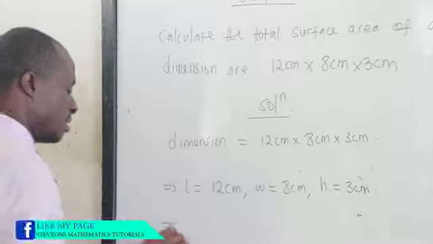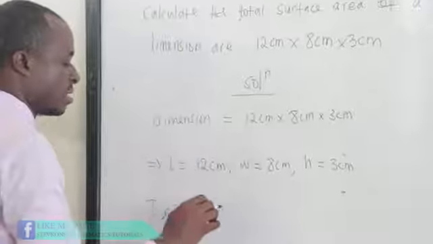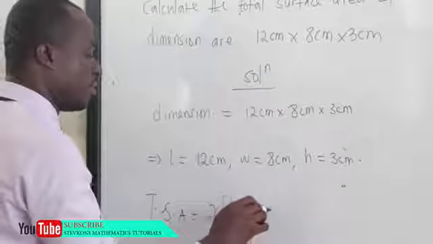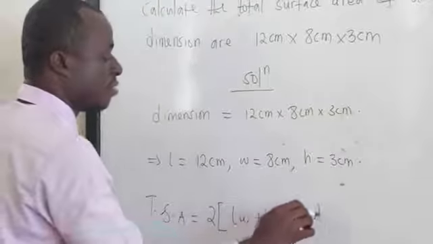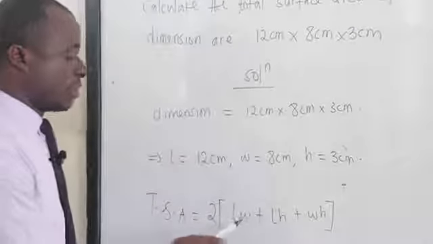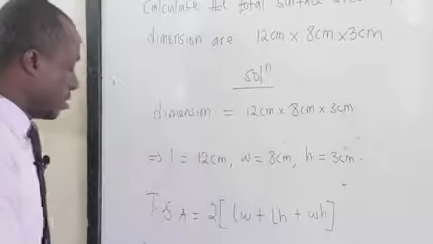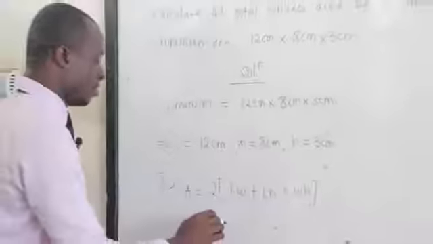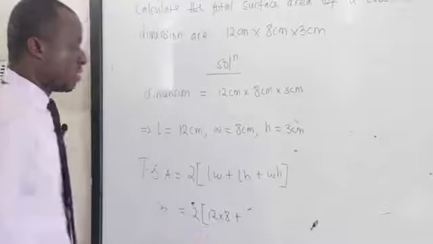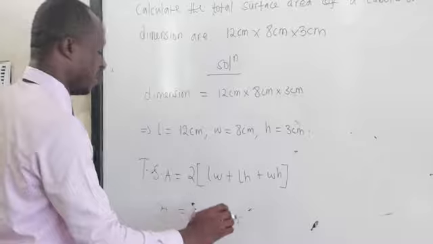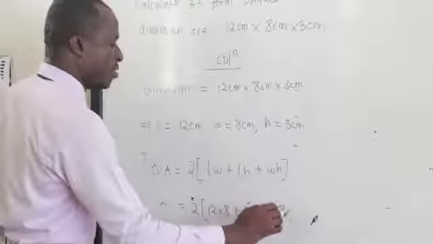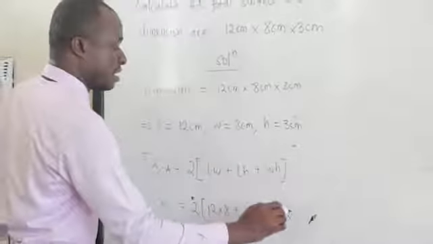Now our total surface area, a factor of 2 outside. Here what can we say? LW plus LH plus WH. All the variables should appear twice. So L is appearing twice, W twice, H is also twice. Now 2. What is our L? We have 12 times 8. What is our L? That is 12. H is 3. What's our W? 8. What is our H? That is 3.